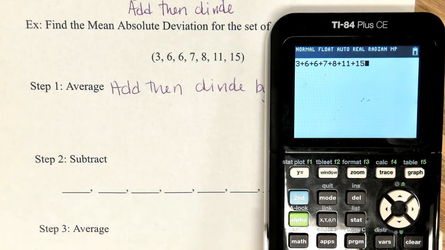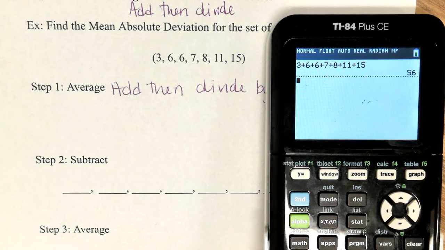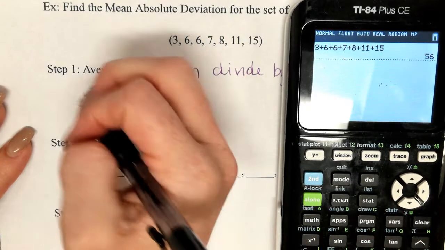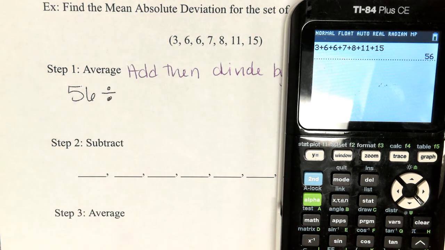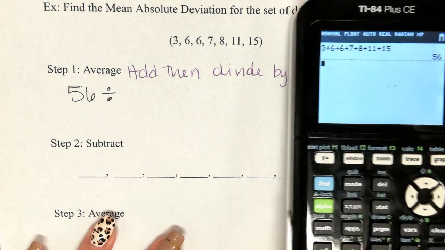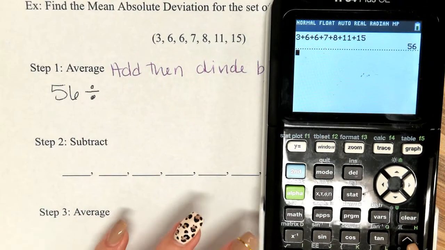I'm going to hit enter, and I'm going to write that down. I got 56. Is that the average? Yes or no? No, because I have to divide by how many numbers there are. And we said there were 7 numbers. So I'm dividing by 7, so I hit divided by 7.